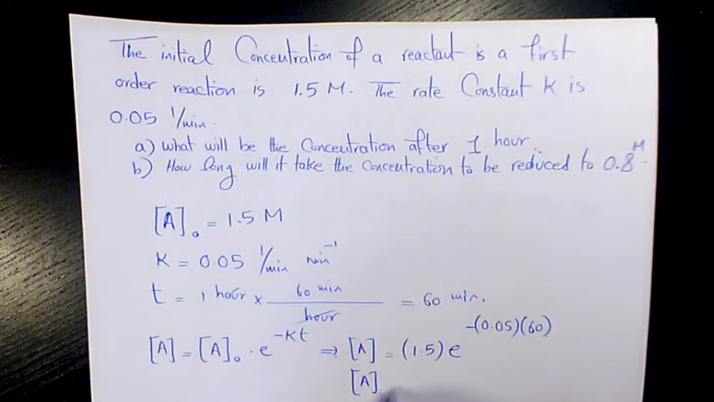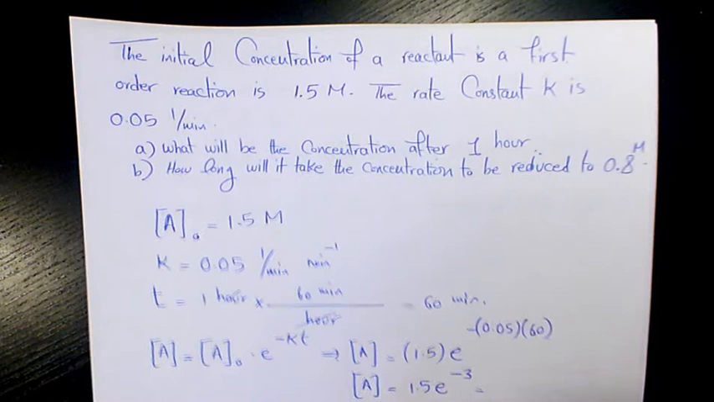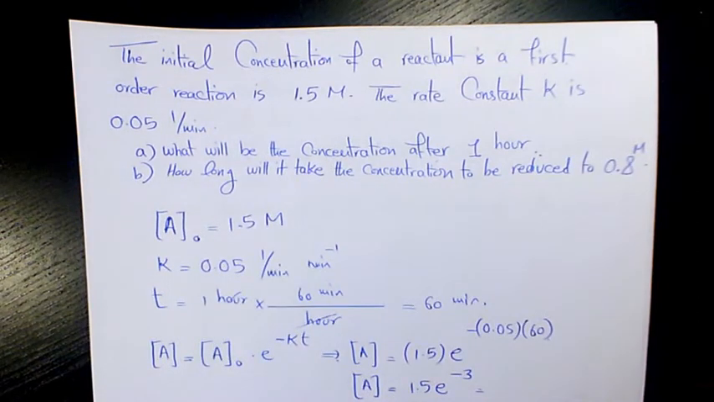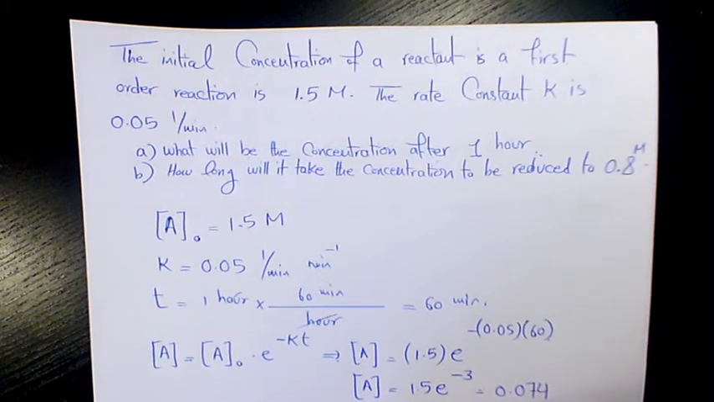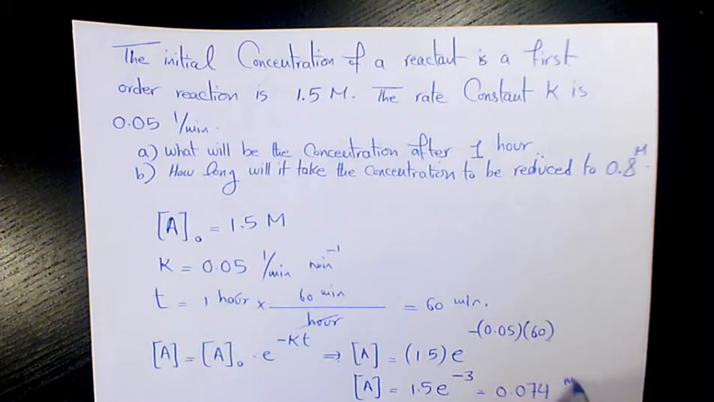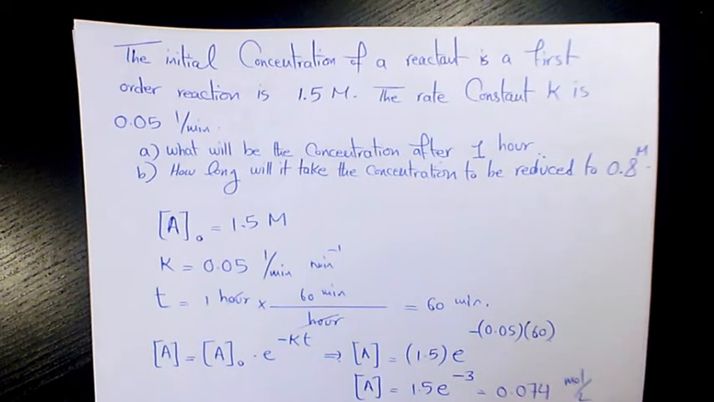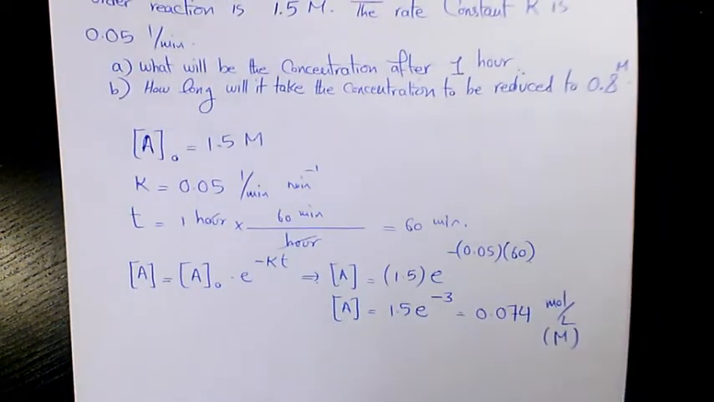So A is going to be 1.5 e to the power of negative, 0.05 times 60 is going to be 3. So that's 1.5 times e to the power of negative 3. That is going to give me 0.074 mole per liter, or molar. That's going to be the final concentration after 1 hour. So that's the answer to part A.